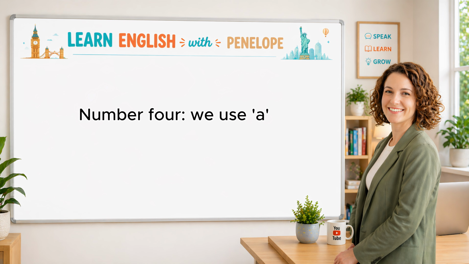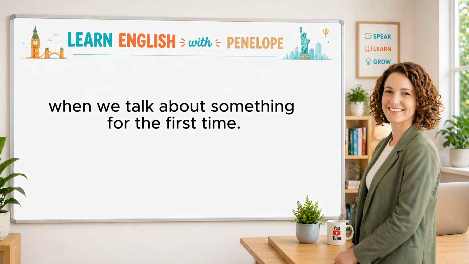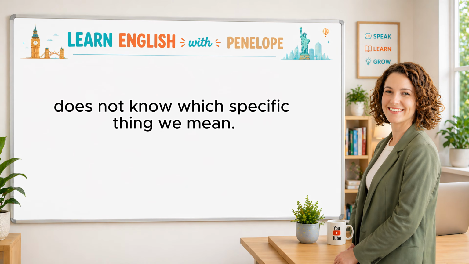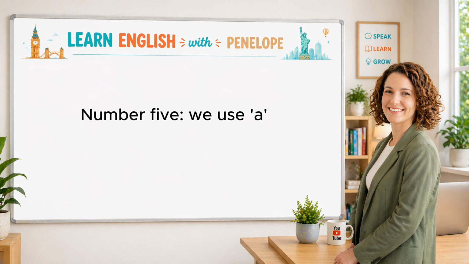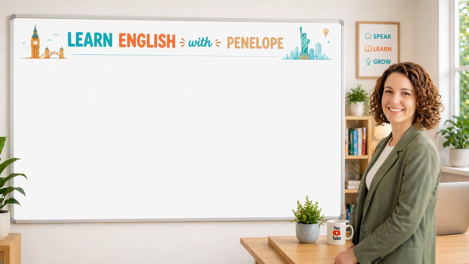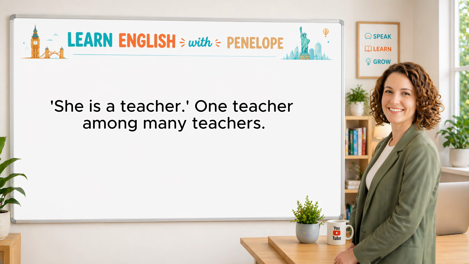Number 4, we use A when we talk about something for the first time, when the listener does not know which specific thing we mean. Number 5, we use A when we talk about something that is not specific, one of many. For example, she is a teacher. One teacher among many teachers.